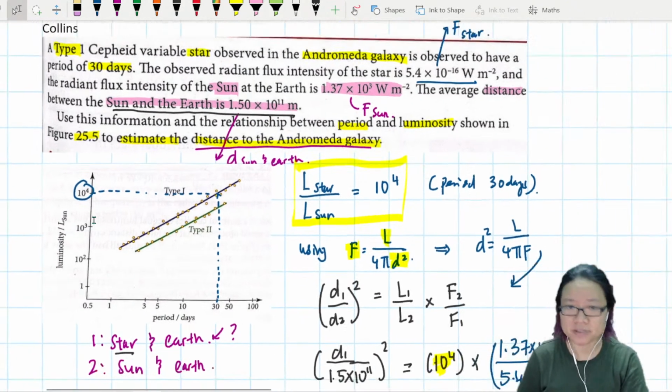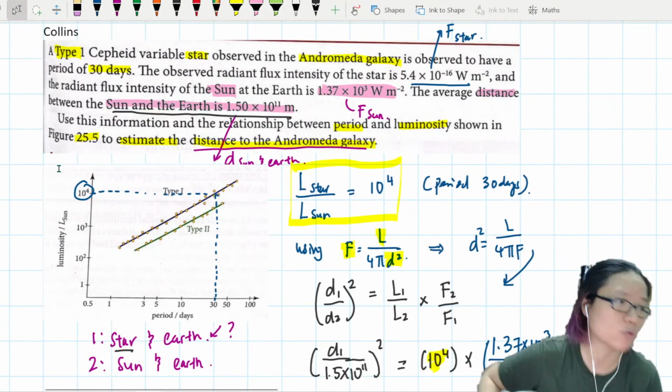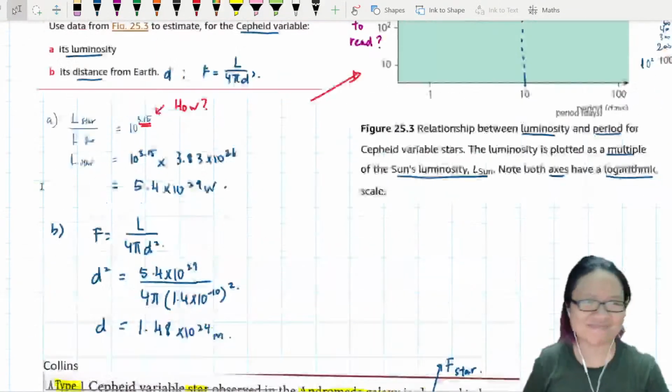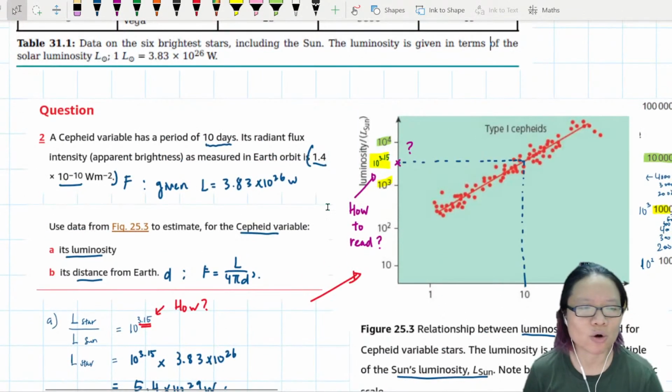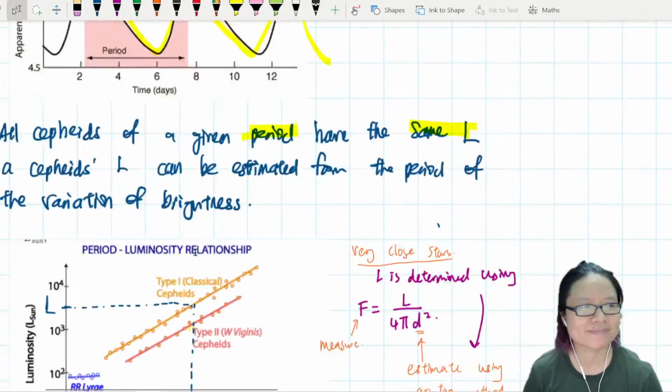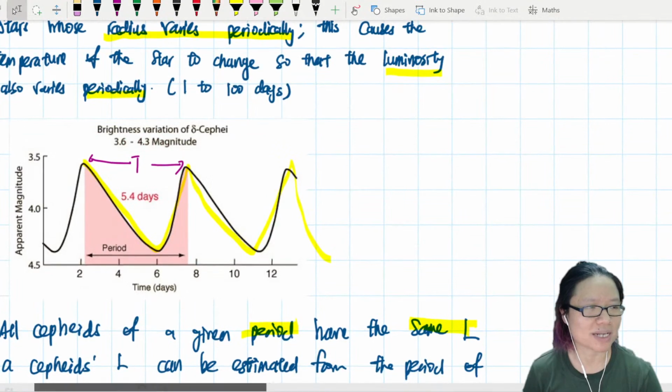But it was never emphasized in your syllabus nor your Paper 5 on how to read or plot a log scale. So I'm not going to spend too much time doing that. I mean, I can do the hardcore maths, but I'm just wondering if there is a fast way to do this. We'll see. So that is your standard candles.